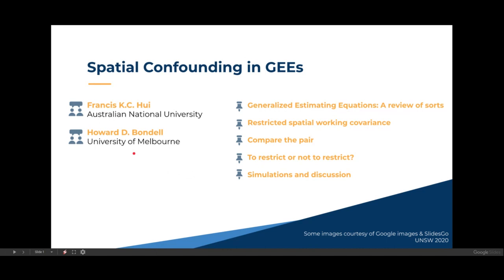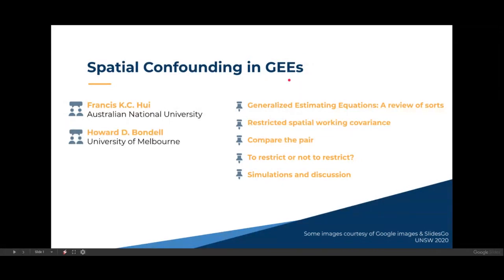Today I'm going to be talking about a project that I would probably call mathematically quite simple, but conceptually quite interesting and certainly quite challenging for me. It's a project that a colleague of mine, Professor Howard Bondell from the University of Melbourne, and I have been thinking about on and off for over a year, and so we should really try to get to the end of it. It's on this interesting topic of spatial confounding in generalized estimating equations.